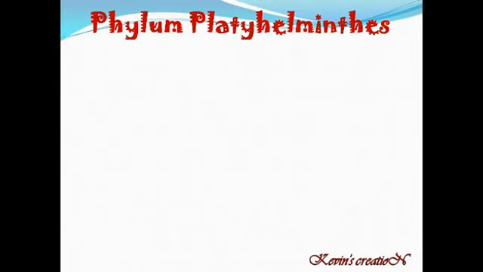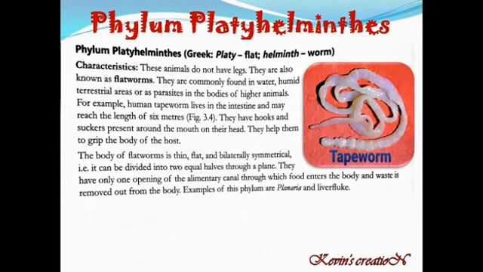Next one here is Phylum Platyhelminthes. Platyhelminthes word is taken from a Greek word. Platy is flat and helminth means worm. That means flat worms. So the members of Platyhelminthes are also called flat worms. Tapeworm is the best example here you can see. These animals do not have legs or pseudopodia, cilia, flagella, etc. They are also known as flatworms.